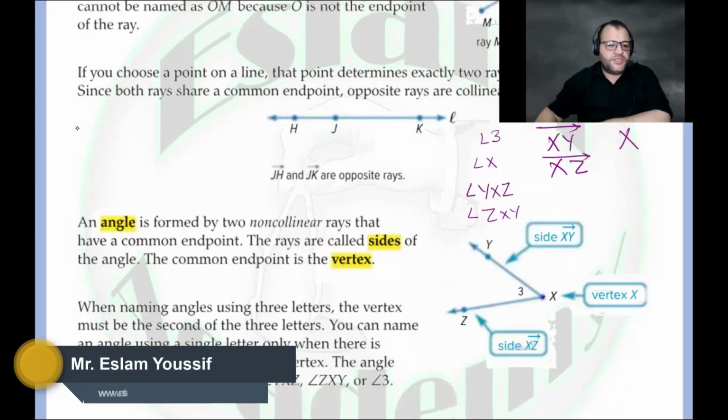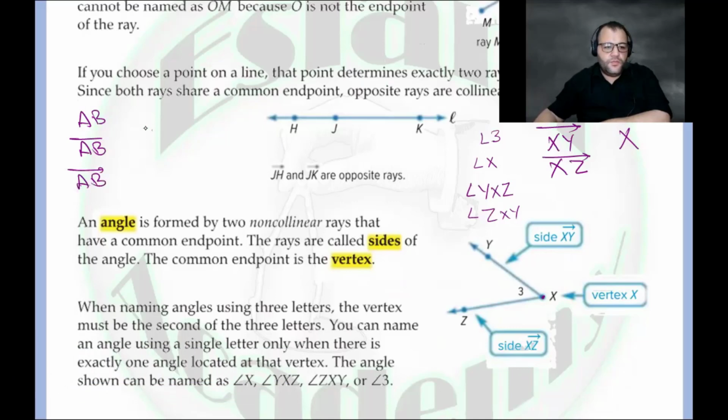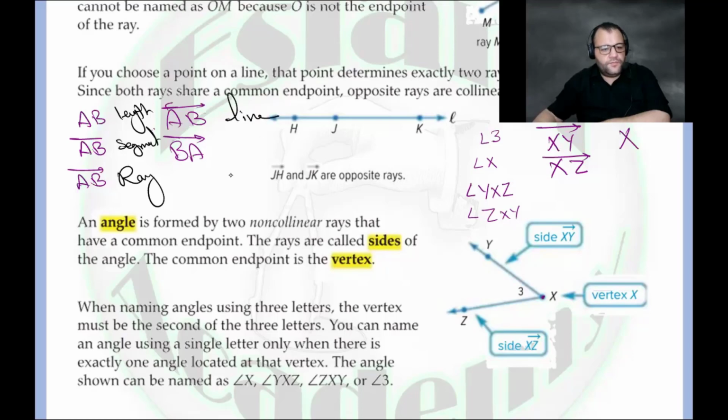You remember when I asked what is the difference between AB, AB, AB line? Can you give me the difference between them? Yes. The first one is the length of a line segment. This is a line segment. That's a ray.